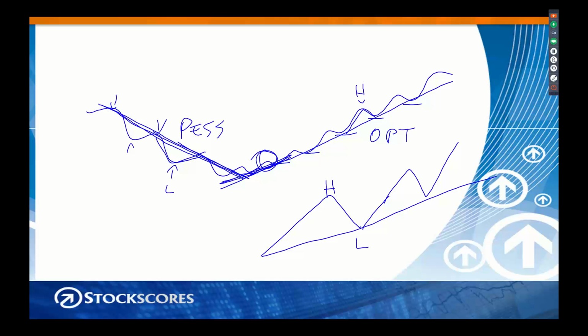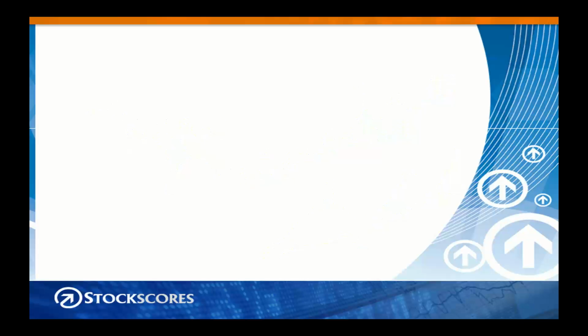And we can draw lines across those to define who's in control. Buyers are in control if there's bottoms rising. Sellers are in control if tops are falling. Now, we can then also look at these inflection points to define areas of support and resistance.